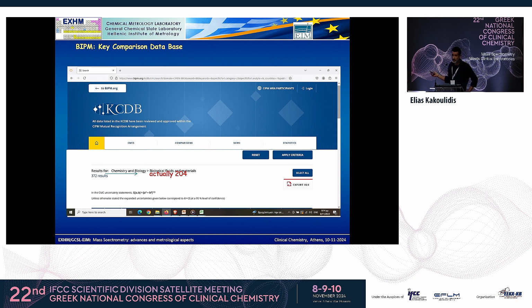If someone searches the internet for these capabilities, they will get 372 results. Actually, of clinical relevance are 204, because the rest involve measurements in animal and plant tissues as well.